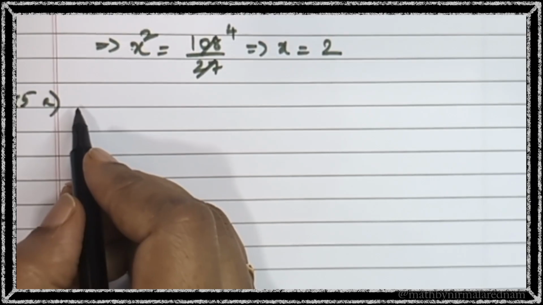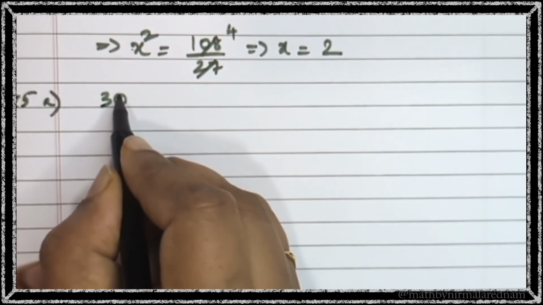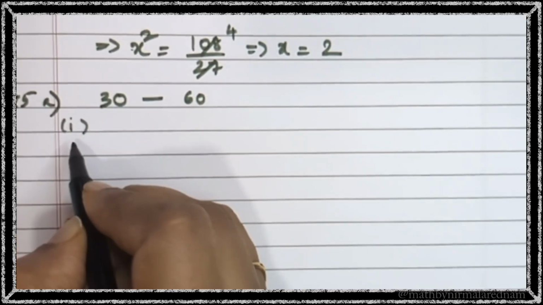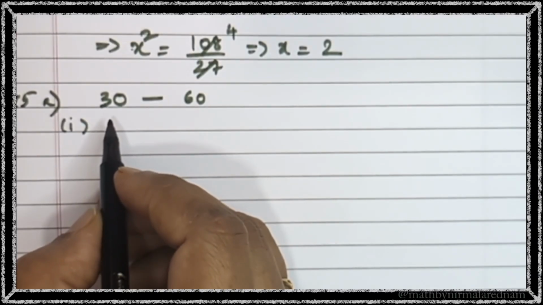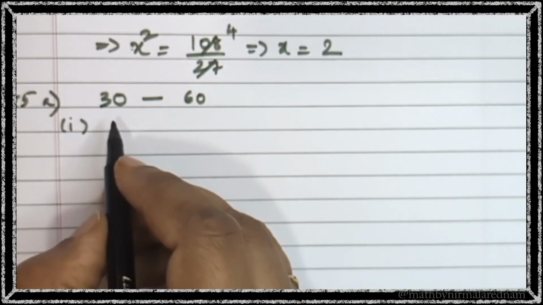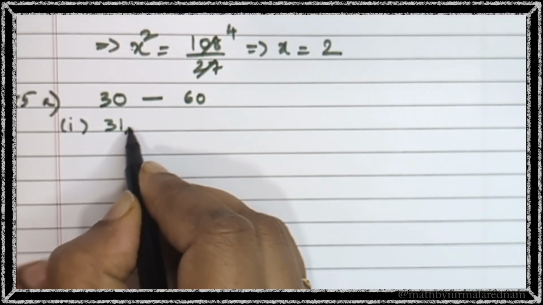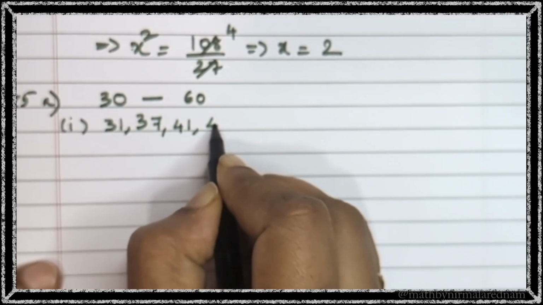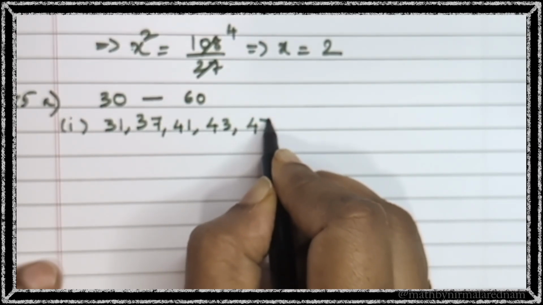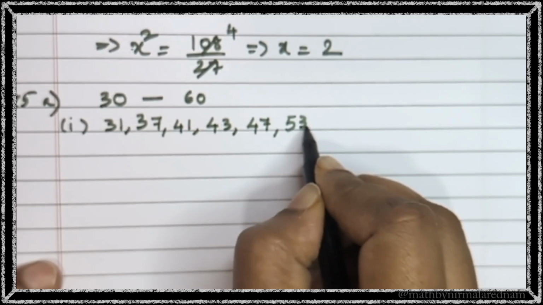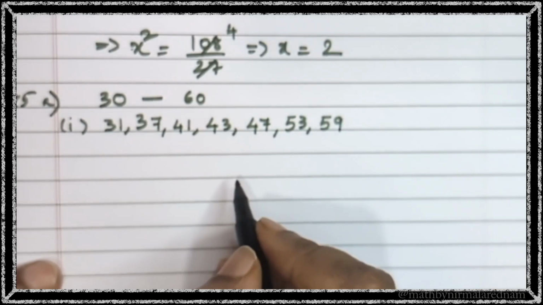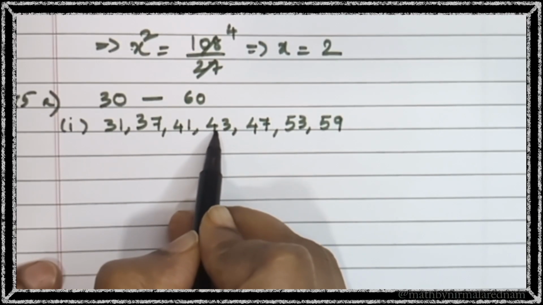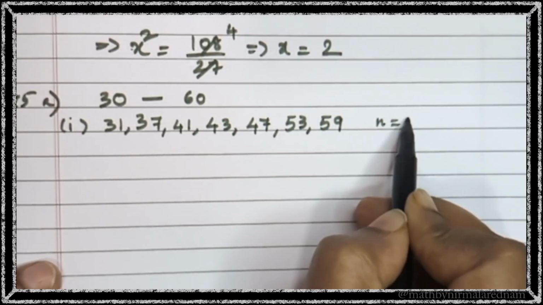So first of all, we are considering numbers from 30 to 60. So because in the first bit we are talking about a prime number, let's list down the prime numbers between 30 and 60. So 31 is a prime number, next is 37, next is 41 and 43 and 47 and 53 and 59. These are all the prime numbers in between 30 and 60. So as you can see, if you count, there are 7 of them, right? There are 7 of them.